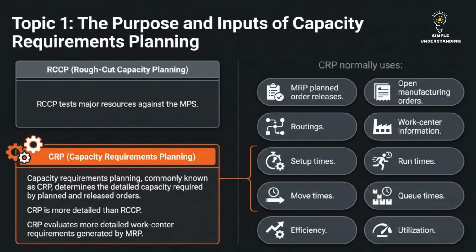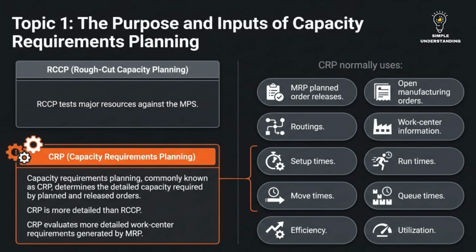Topic 1. The purpose and inputs of capacity requirements planning. Capacity requirements planning, commonly known as CRP, determines the detailed capacity required by planned and released orders. CRP normally uses MRP planned order releases, open manufacturing orders, routings, work center information, setup times, run times, move times, queue times, efficiency, and utilization. CRP is more detailed than RCCP.